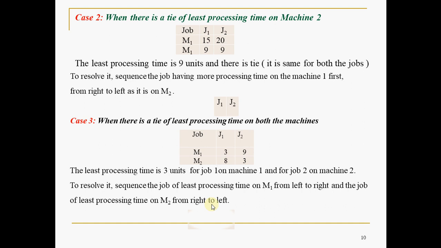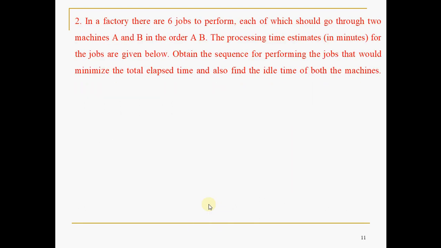That's all. So now let us take one more numerical covering all these special cases. Fine. In a factory, there are 6 jobs to perform, each of which should go through 2 machines A and B in the order AB. That is the no passing rule, AB in the sense. Fine. So the processing time estimates in minutes for the jobs are given in the table.